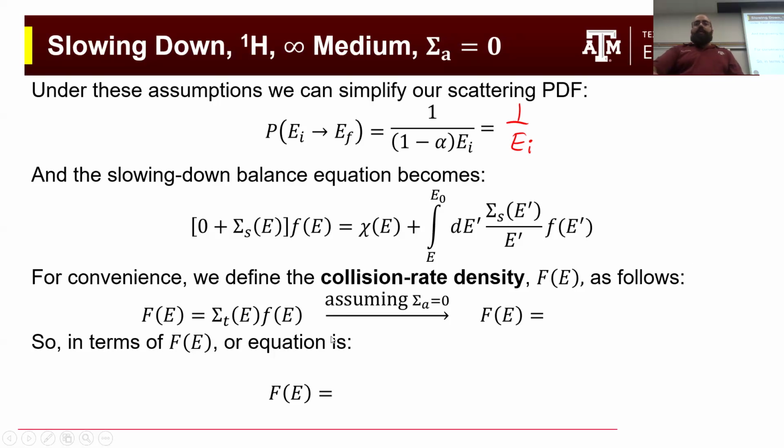And then we're going to, by definition, assume the collision rate density, which is F of E, is just defined as being sigma T of E times my energy distribution function. And then we're going to assume that sigma A is zero, as we said, which means that sigma T becomes sigma S. So this is going to look like sigma S of E times little f of E.